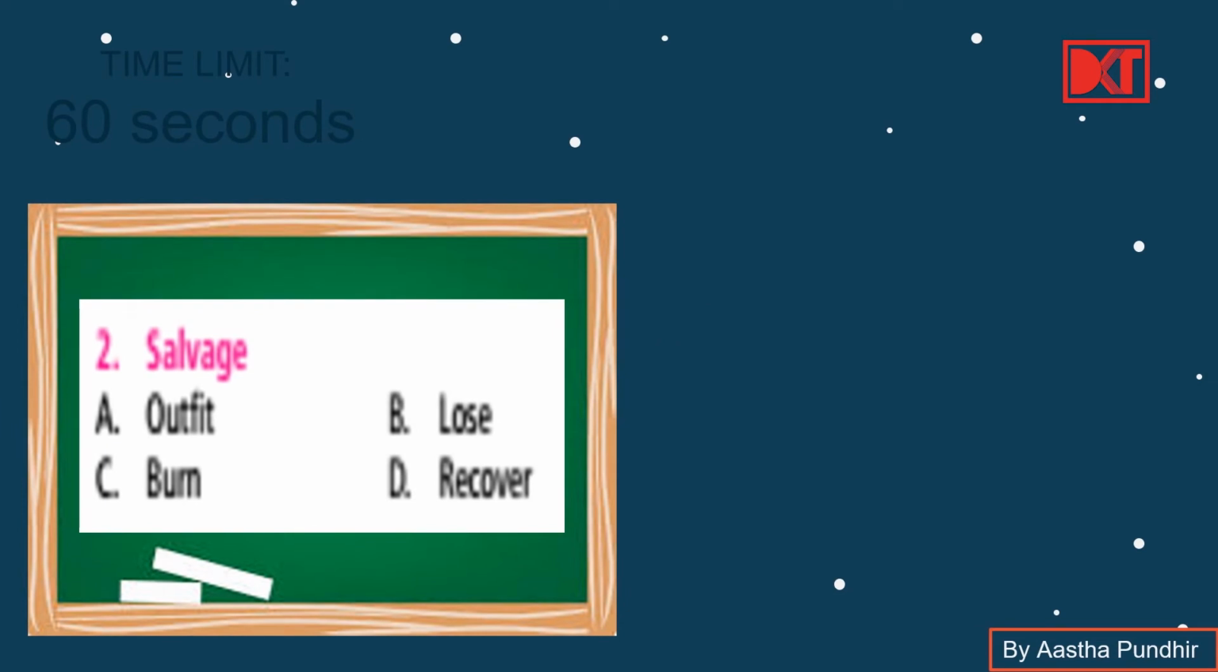Alright, the next word we have is salvage. The options here are outfit, lose, burn and recover. Now salvage, when you're able to salvage something, it means you're able to save something. Okay, so it could be the antonym to lose. Whereas here recover could be a synonym. Okay, and burn could also be an antonym. An outfit is a noun, completely different, given to confuse you.